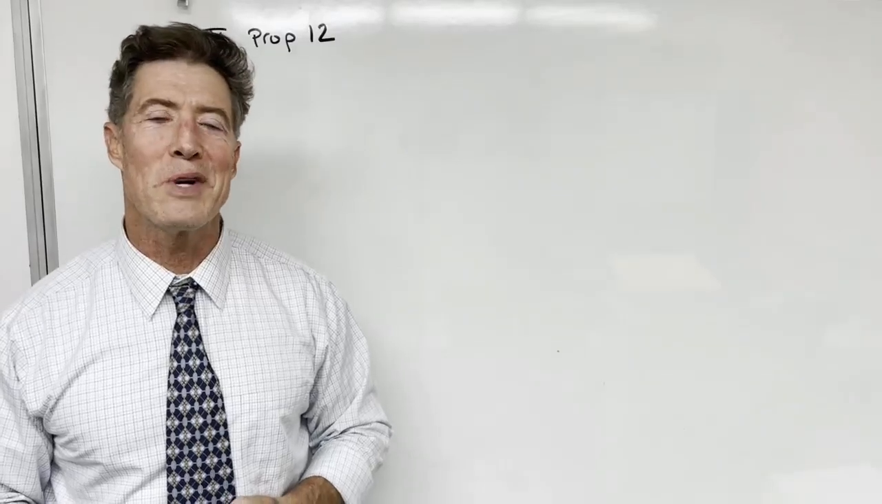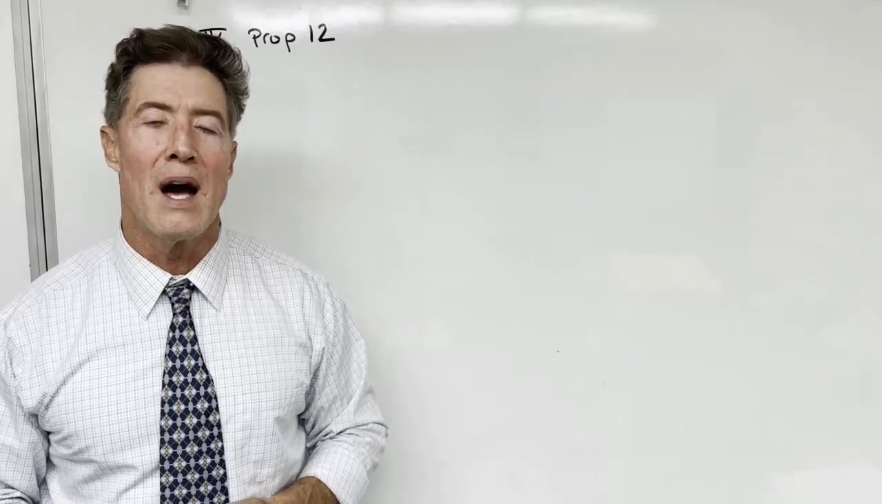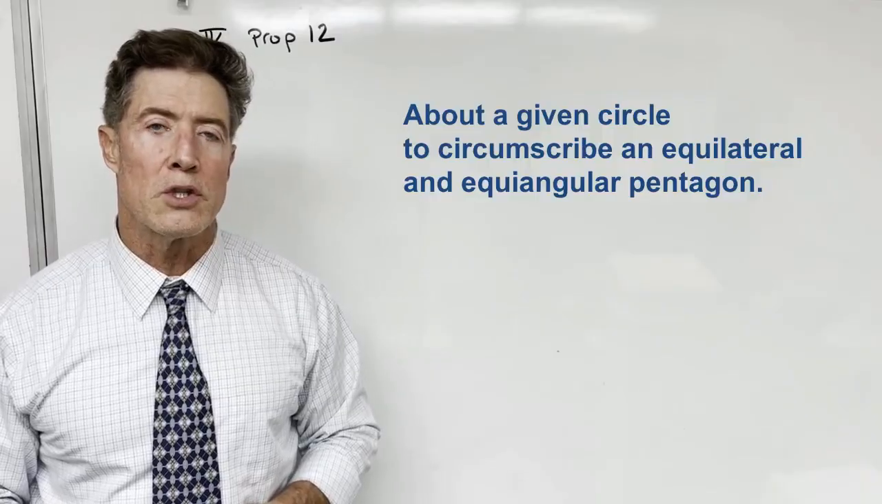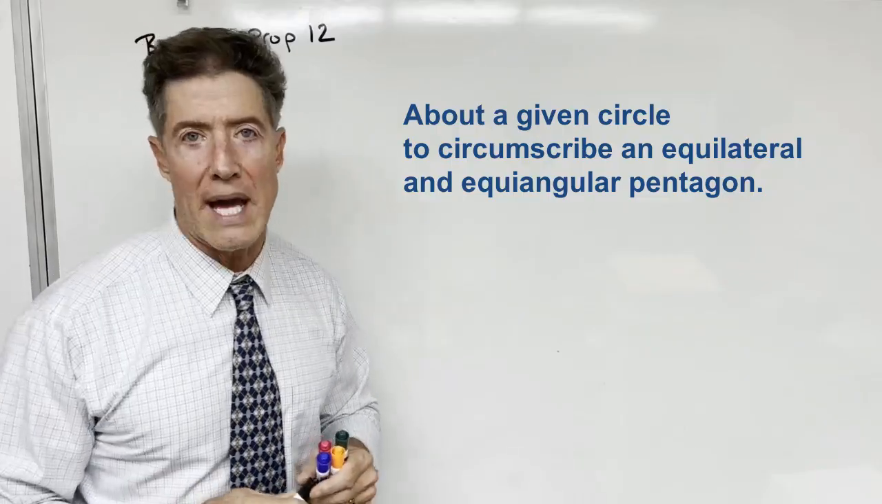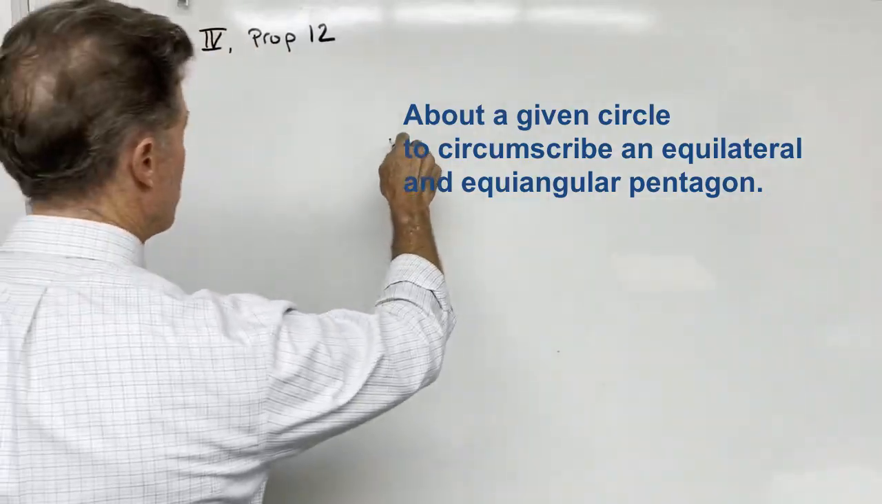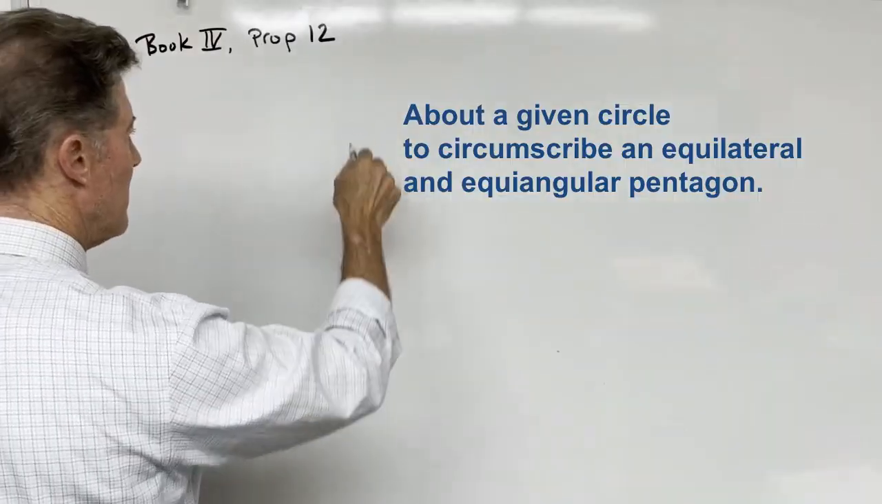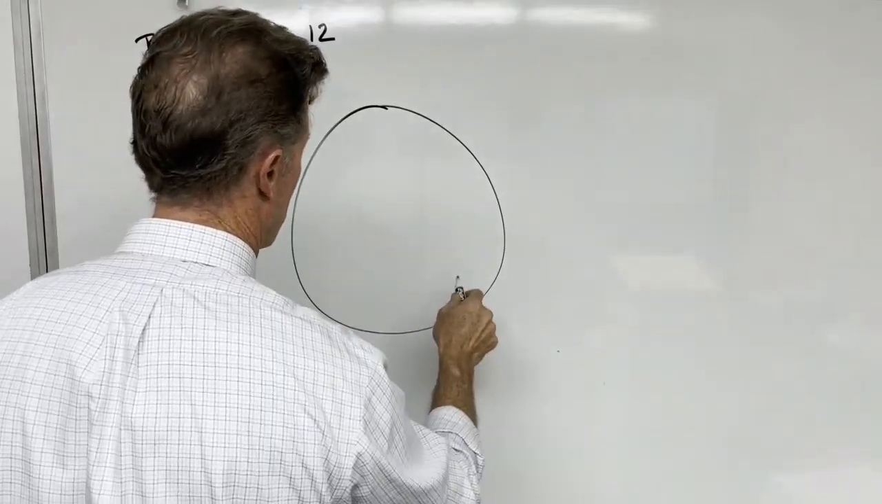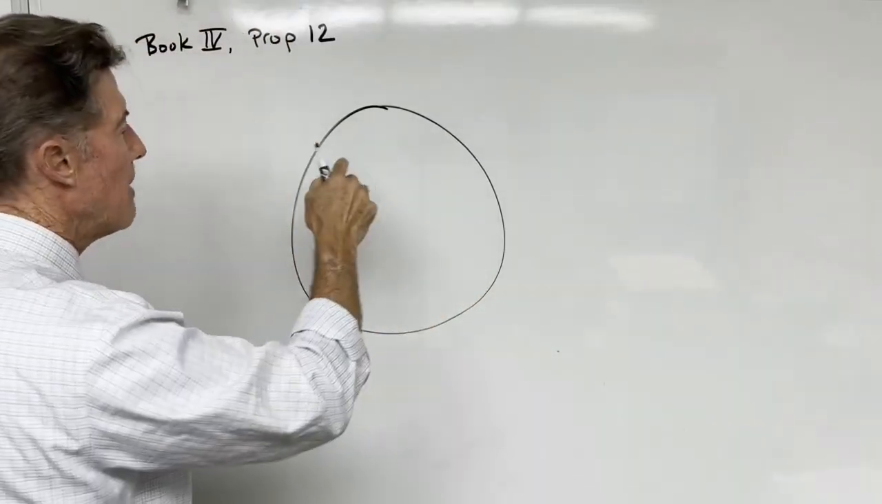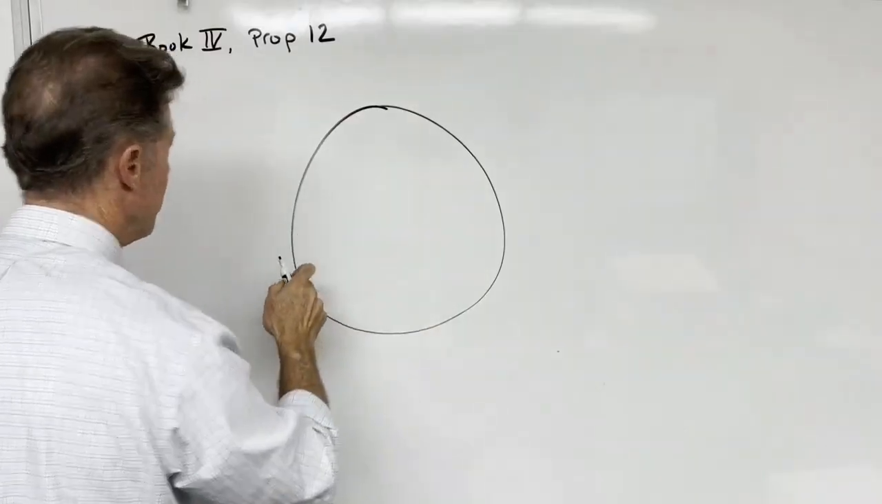Euclid's Elements, Book 4, Proposition 12. About a given circle, to circumscribe a pentagon that is equiangular and equilateral. So in the last prop, we made a pentagon inside a given circle, a perfect, regular pentagon. This time we're going to do it outside.